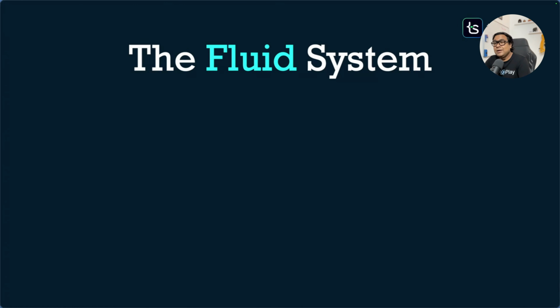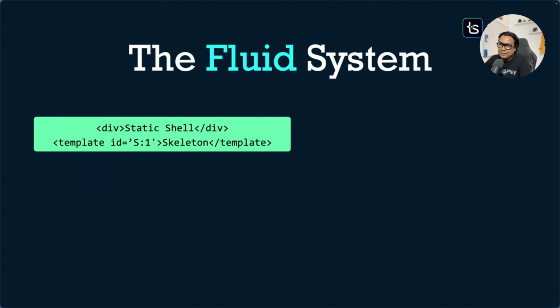Now let us understand how it works under the hood, and we call it the fluid system. We have seen that with streaming SSR, the static shell is sent immediately. Static shell means layouts, navigation, CSS, etc. If you look into this small code chunk, this div is the static shell. Imagine inside this you have a header. Along with that, you see a placeholder with this template and an ID. This is the skeleton placeholder that is placed inside the Suspense. Now this is not the wow moment. The wow moment will come now.